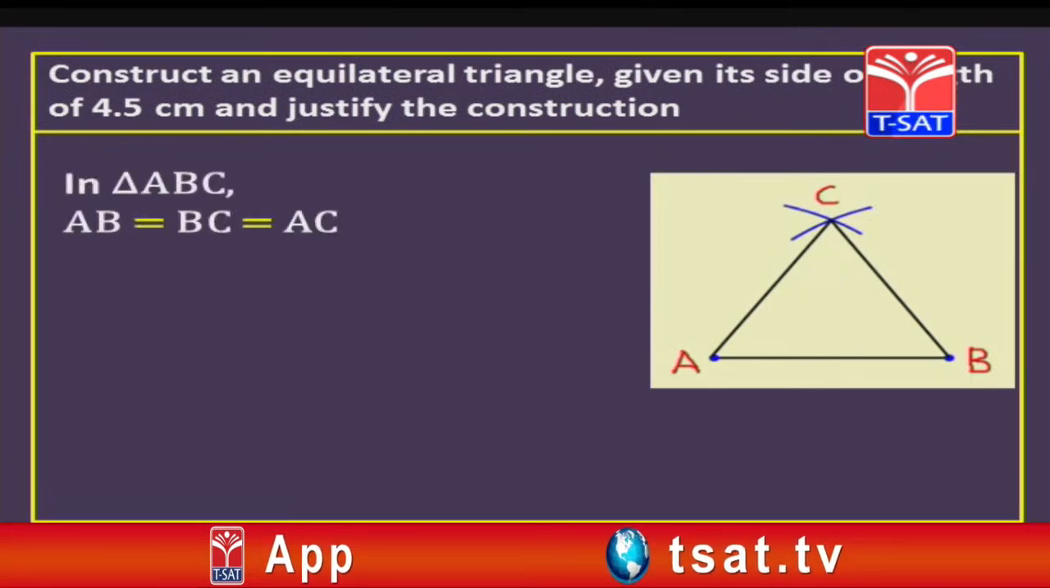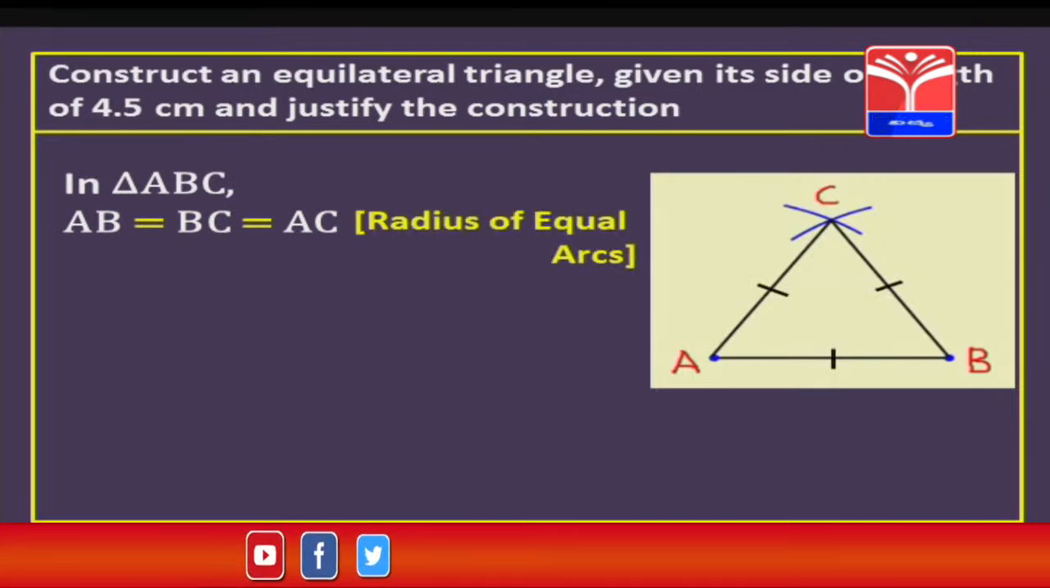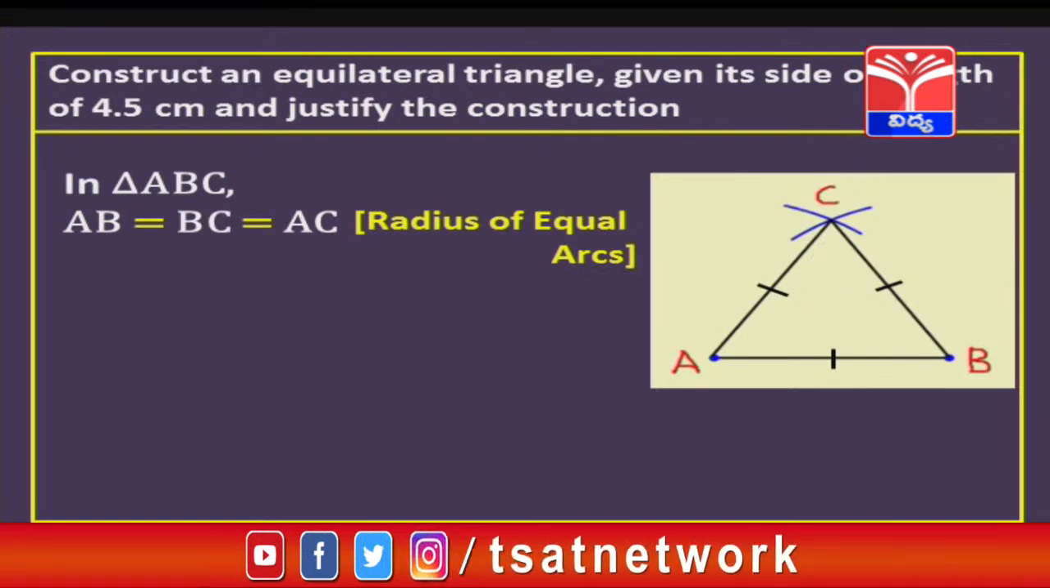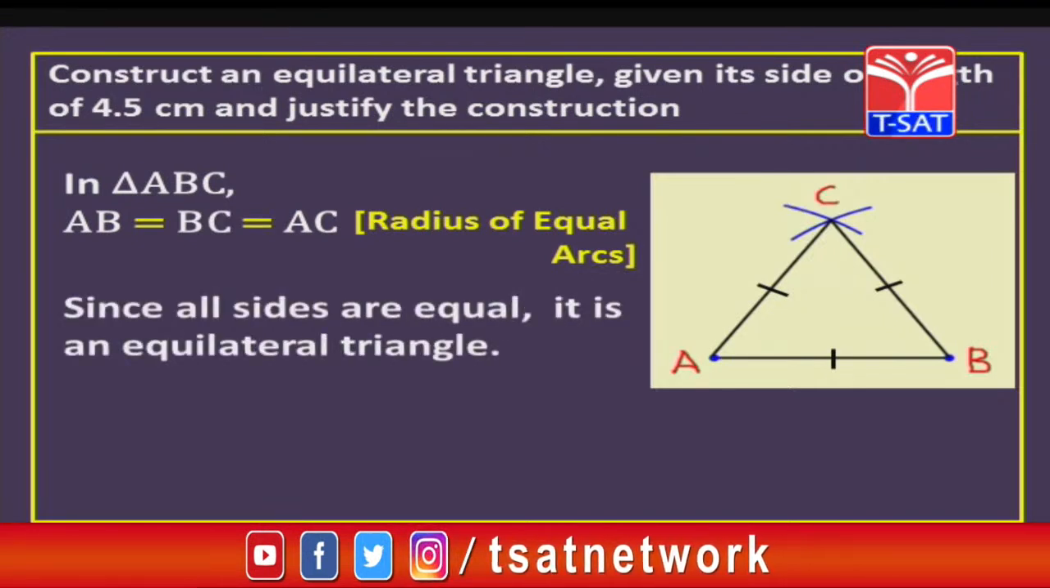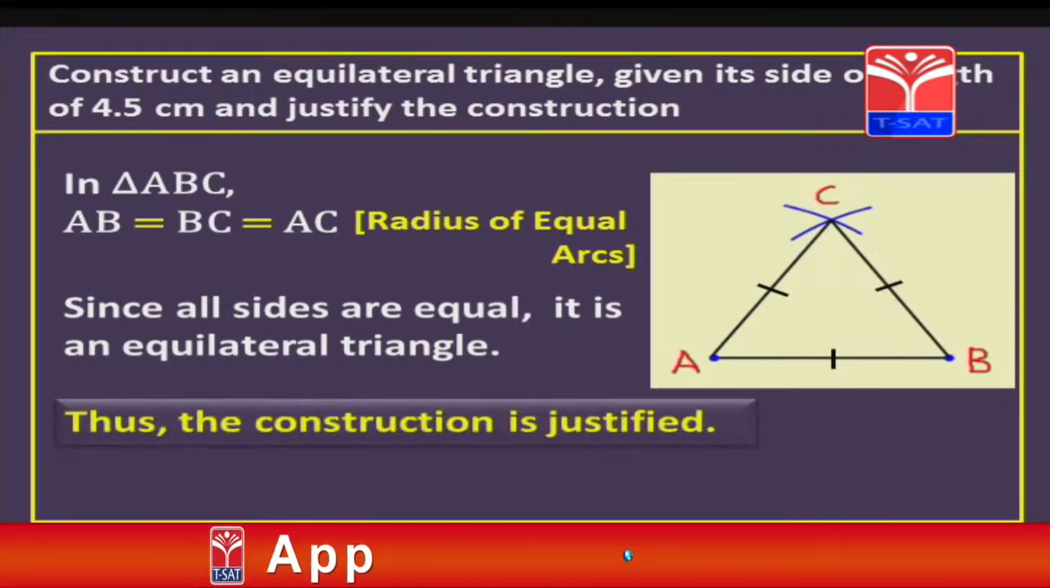So, your triangle ABC is given to us in this, all its sides, that is AB, BC and AC are equal, because that is radius of equal arcs. Now, since all sides are equal, we call it an equilateral triangle. So, this is the justification for this construction.